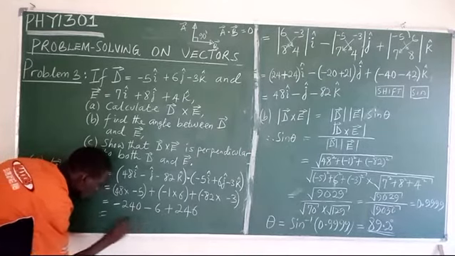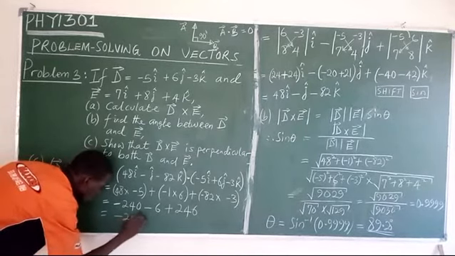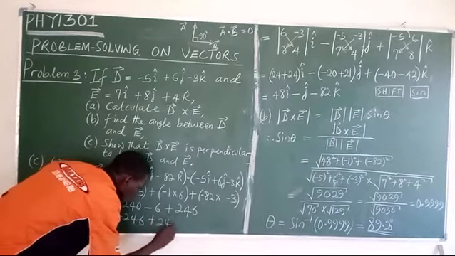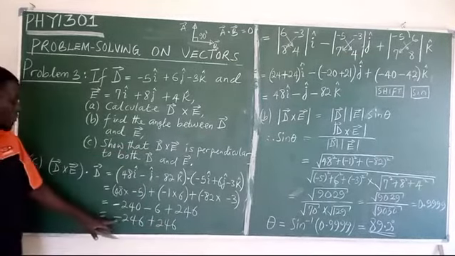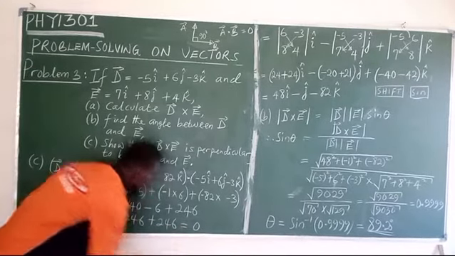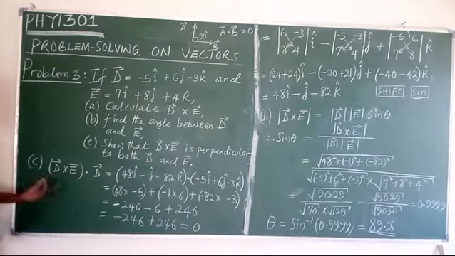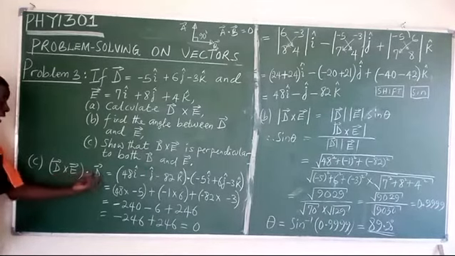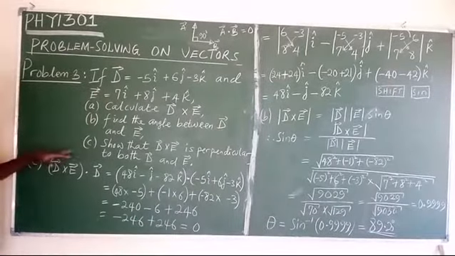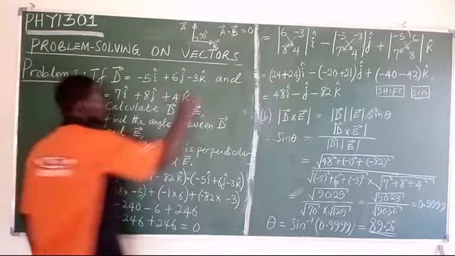So this is equal to -240 minus 6 is -246. Then I have plus 246. Finally, -246 plus 246 should give me 0. Since the dot product of this vector and this vector gives 0, it means that they are perpendicular to each other. They make angle 90 degrees with each other.